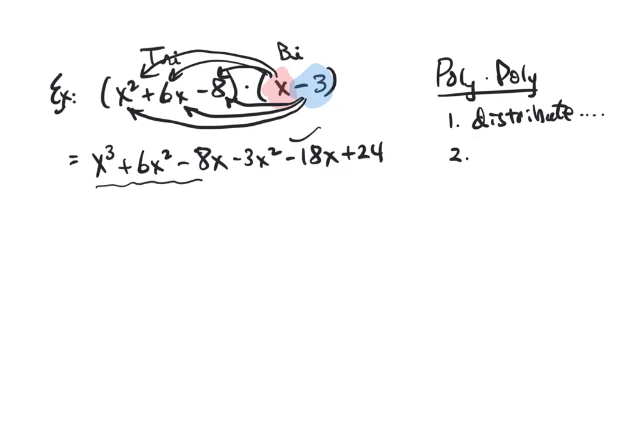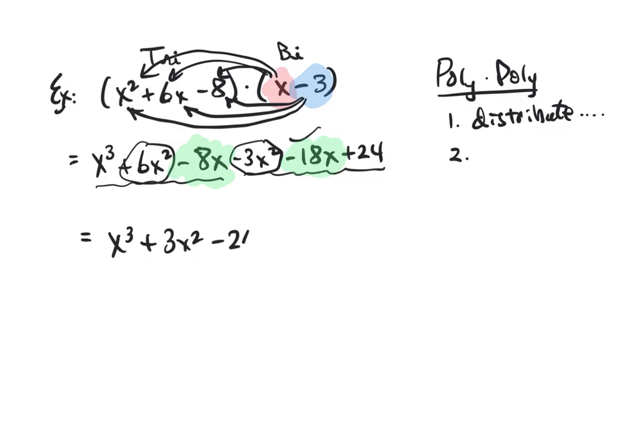So I have one group of 3 that I got from distributing the x, another group of 3 that I got from distributing the -3. And then what you'd have to do is combine like terms. So we have a 6x squared and a -3x squared, combine. We have a -8x and a -18x, so that would be -26x. And then we have one plain old number on the end of that. We'd have a 24.